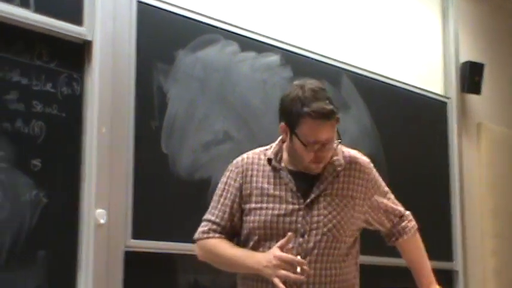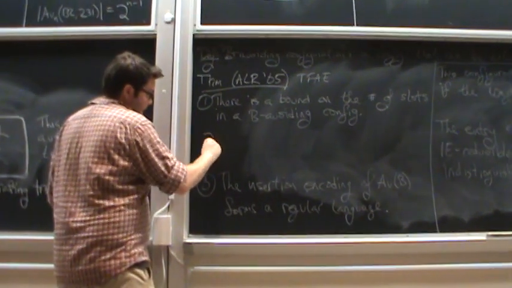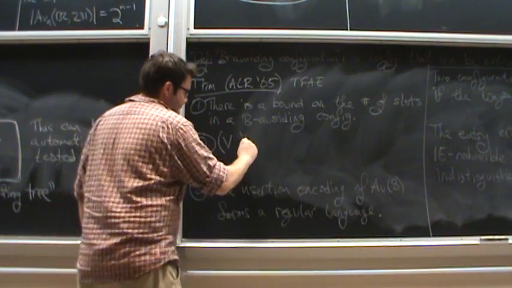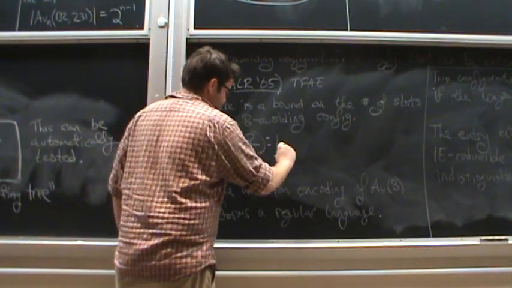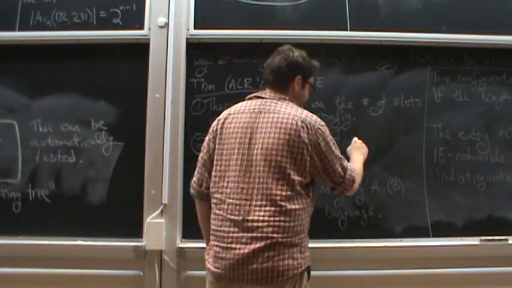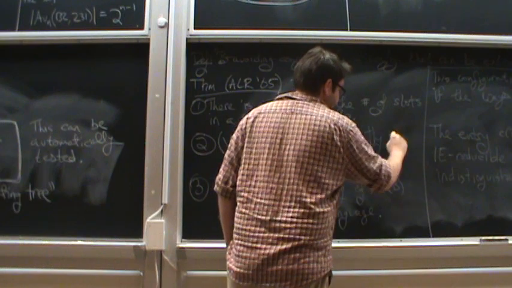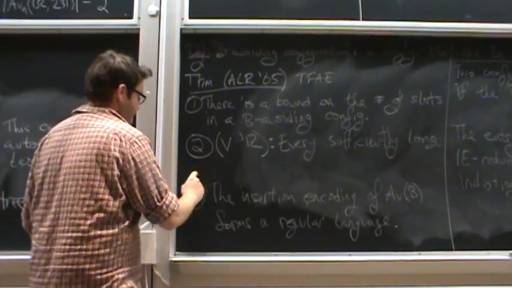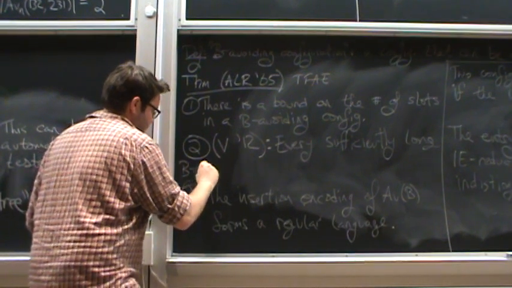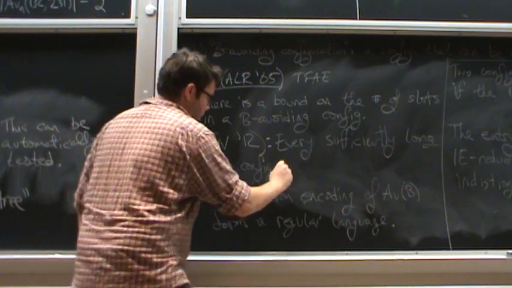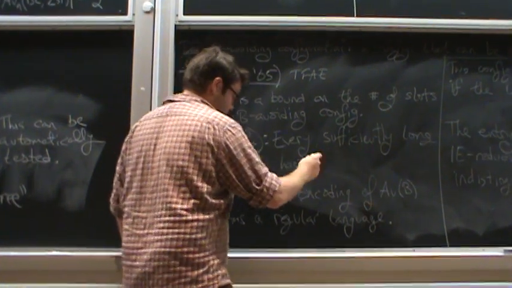Okay, and so that was the theorem. This is part 2 that I added. Well, it was just published this year. Every sufficiently long B-avoiding configuration has an IE reducible element.